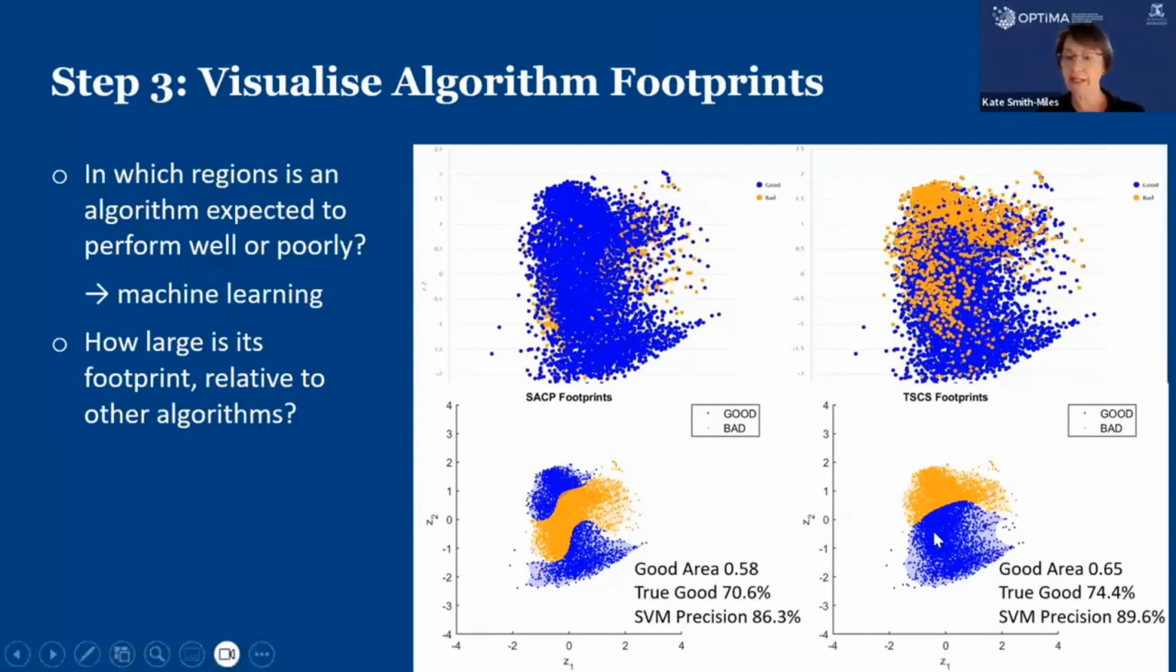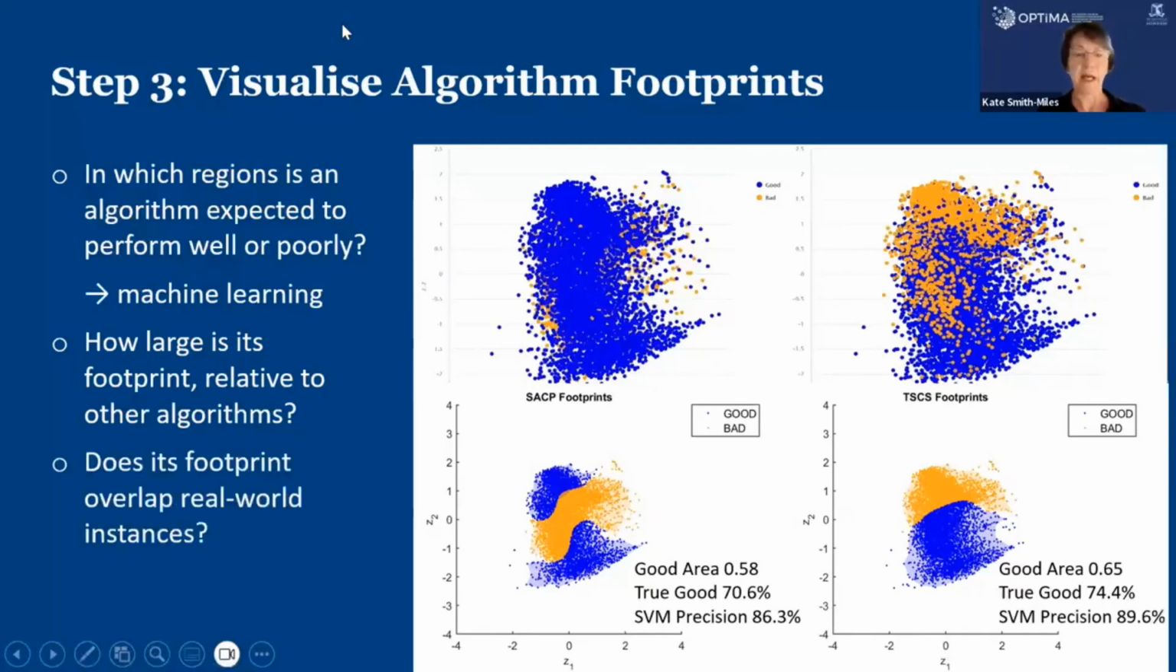Taboo search footprint is larger in terms of area. It's 65% of the space as opposed to 58% of the space when I add up the two blue regions here. The support vector machine that was used to learn the footprints is reasonably accurate, 89% accurate. We can always improve this by thinking of different features. But based on those 5 features, that's the performance.